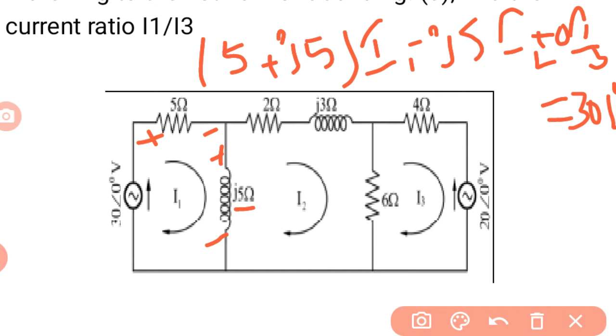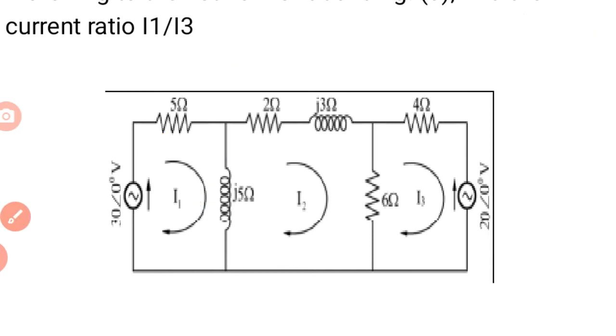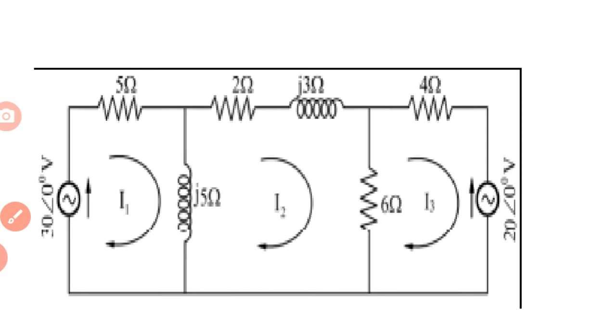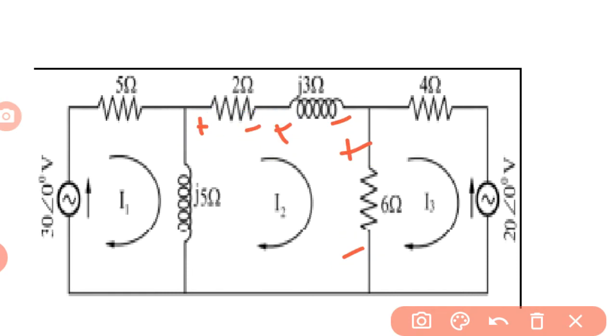Is it clear? That is self impedance 5 ohms and j5 ohms into I1. Mutual impedance means between the loops. So between loop 1 and loop 2, the impedance is minus j5 into I2, plus 0 into I3, is equal to the voltage value, 30 angle 0 degrees. Next go for the loop 2 equation. Again note down the plus and minus signs.